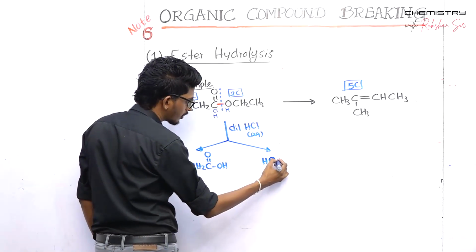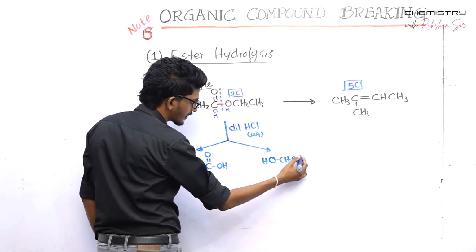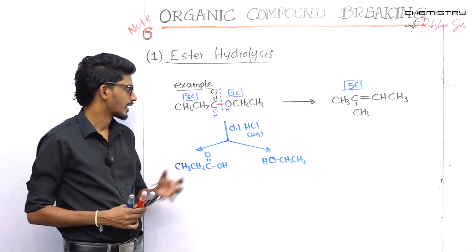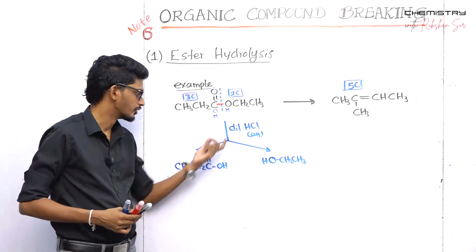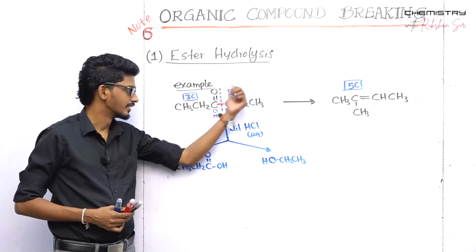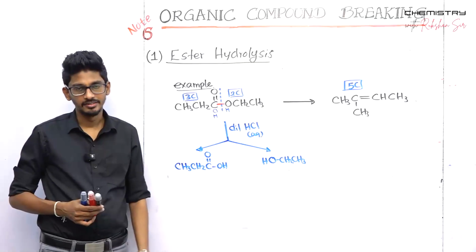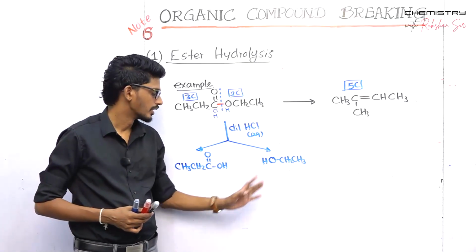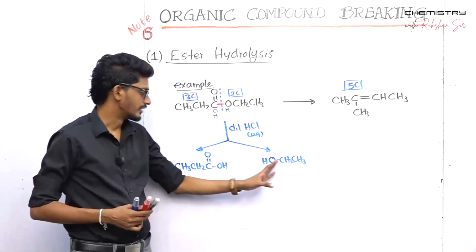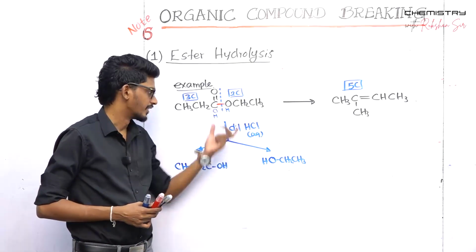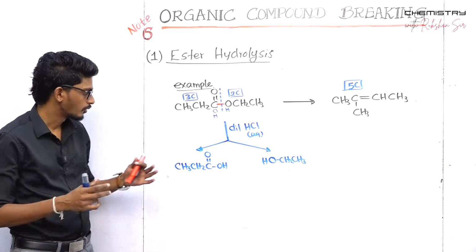So these two are not going to react further with the acid, because a carboxylic acid is a kind of acid, so acid is not going to react with acids, and alcohols are not showing any kind of basicity to react with the HCl, right? So these are the two products of acid hydrolysis of an ester, right? So now we are happy.